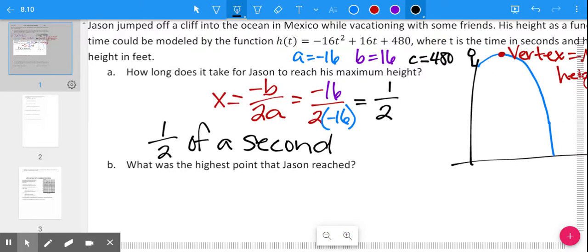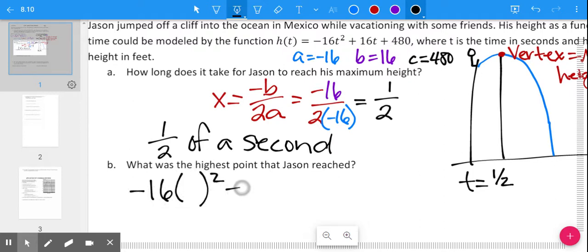So then it says, what was the highest point? Now we know it's half a second to get here, and we have to figure out how high that is. So remember, h is your height. So we plug in t is half, because the amount of time it took to get there is half. So we have negative 16t squared plus 16t plus 480.